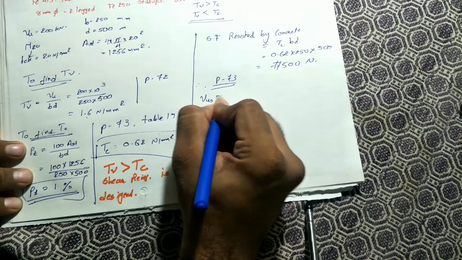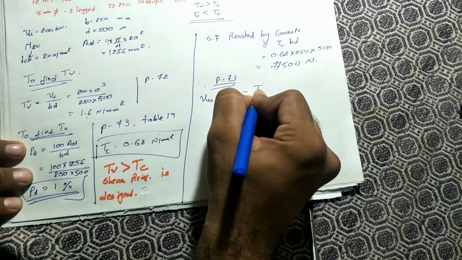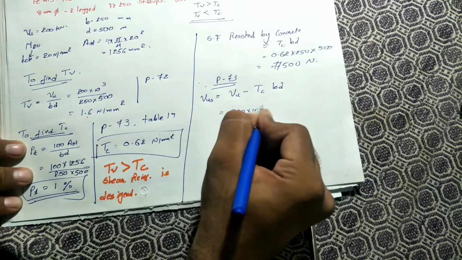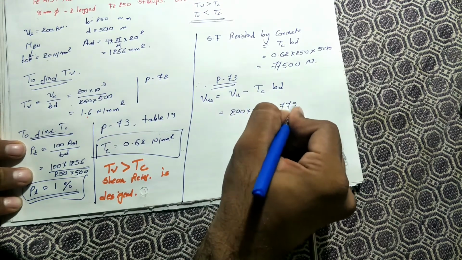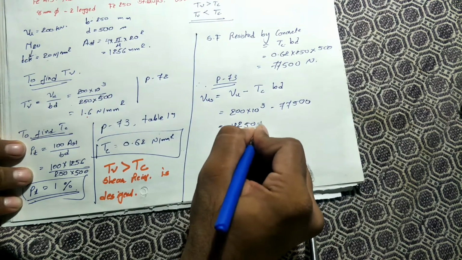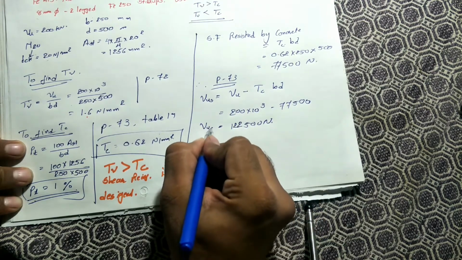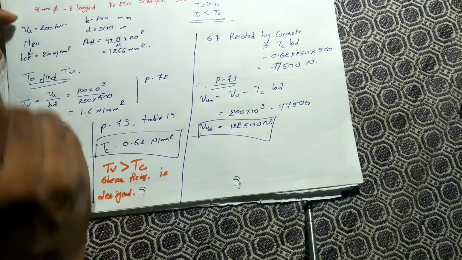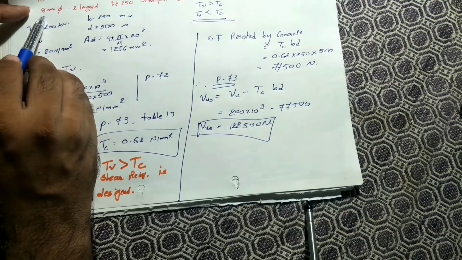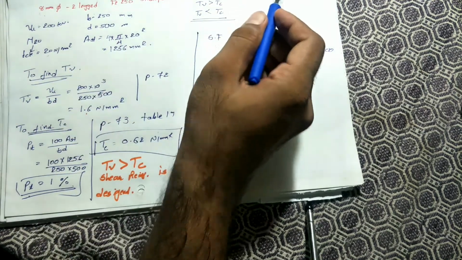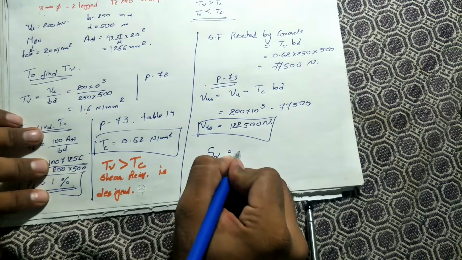Now we have an equation on page number 73: VUS is equal to VU minus tau c BD. So VU we have 200 into 10 raised to 3 minus 77500. So that is 122,500 Newton. So VUS we are getting 122,500 Newton. Now we have the data given, that is 8 mm dia, 2-legged stirrups, Fe250 stirrups. Find spacing. So we have to calculate what? Sv. So we have to design that portion.